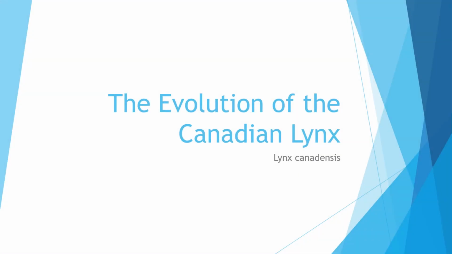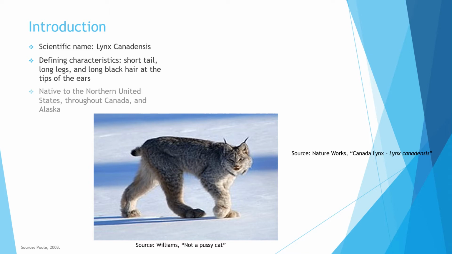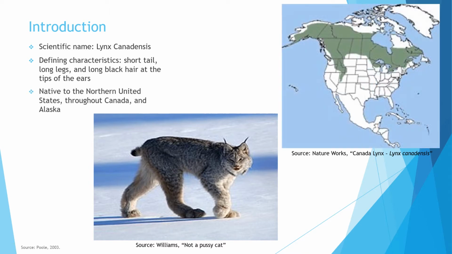The evolution of the Canadian lynx, Lynx canadensis. The picture on your screen is a Canadian lynx. Its scientific name is the Lynx canadensis. Its defining characteristics include a short tail, long legs, and black hair at the tips of its ears. These are called tufts. It is native to the northern United States, throughout Canada, and also throughout Alaska.